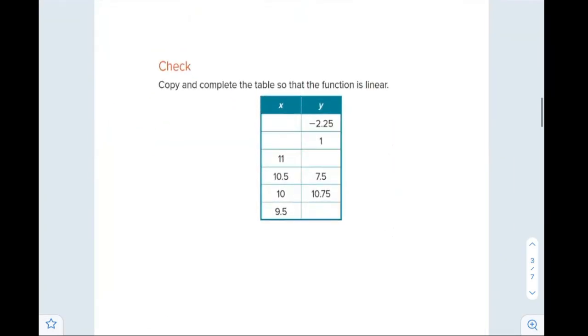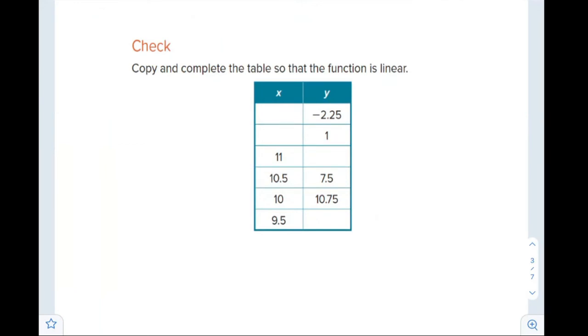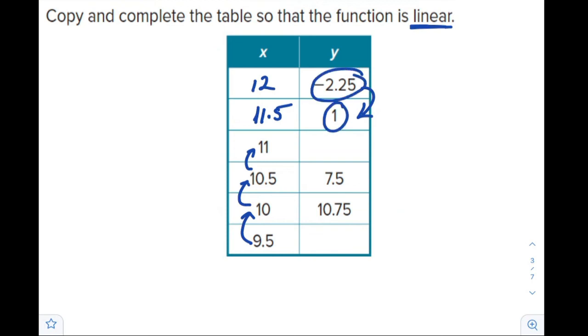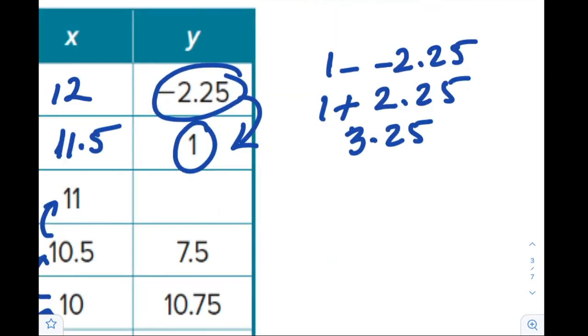Let's check our understanding here. Copy and complete the table so that the function is linear. If the function is linear, then the change should be constant in x and in y. Here, we notice that from the other direction, it has been increased by 0.5. So we can expect that this should be my x values. Now, from here to here, what was the difference? Simply, you can say the last minus the first point. So 1 minus minus 2.25, which is 1 plus 2.25, which is 3.25. So this 3.25 is the amount of change.